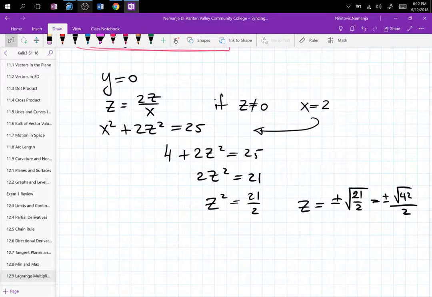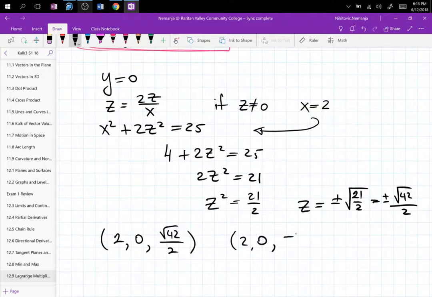So, 2 points: 2, 0, and square root of 42 over 2, and 2, 0, negative square root of 42 over 2.